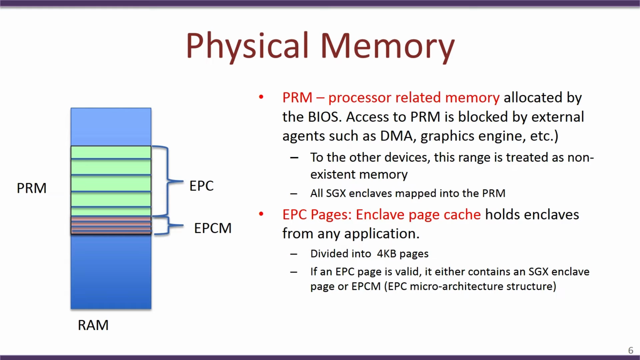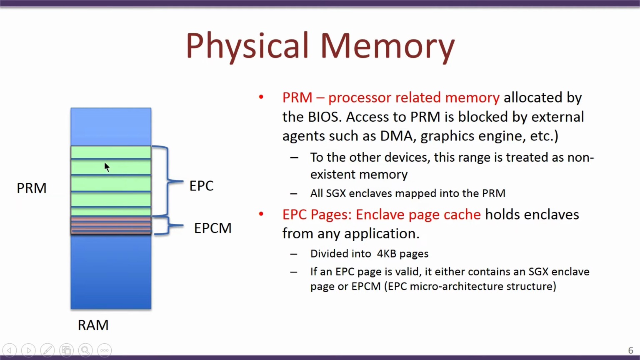To start off, what happens in an SGX enabled Intel processor is that some portion of the RAM is marked as PRM, which is known as processor reserved memory. This area, let us say from some address A to some address B, is marked by the BIOS as processor related memory. What this means is that the operating system or any applications running over the processor would not be able to directly access the memory in the PRM.